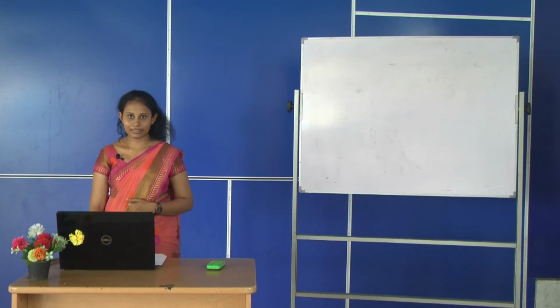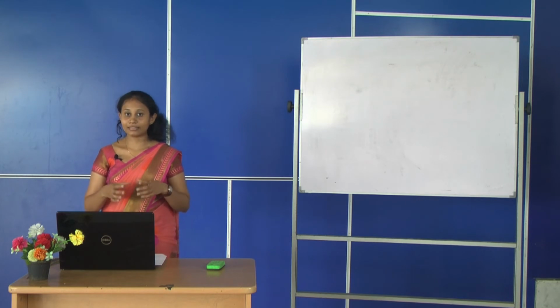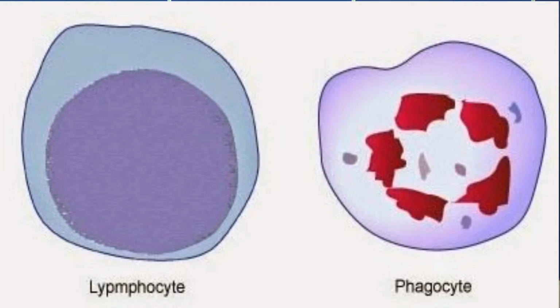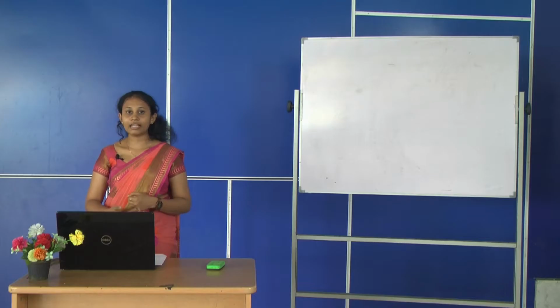The white blood cells. White blood cells are about the same size as red blood cells, but they contain a large spherical nucleus. There are two main types of white blood cells: phagocytes and lymphocytes. Both of these white blood cells protect our body from bacteria-like pathogens.